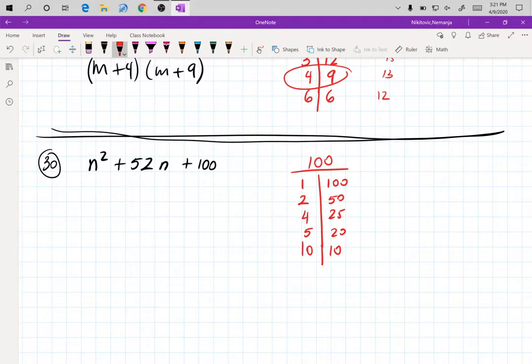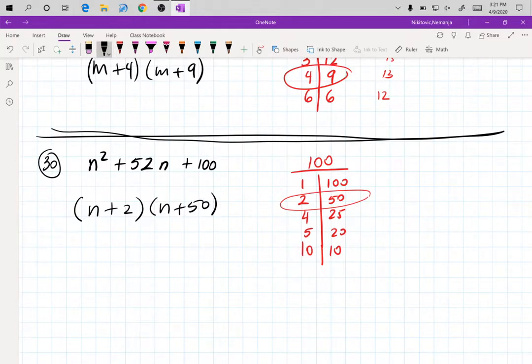Once you reach numbers that are the same, or very close to each other, like 1 or 2 or 3 points apart, on the next one they're just going to flip, and you're going to get the same pairs just in the other order. Since this is multiplication, it's commutative, so there is no reason for us to find the other half of them. So what adds to 52? It is the second row. So our answer is n plus 2 times n plus 50.